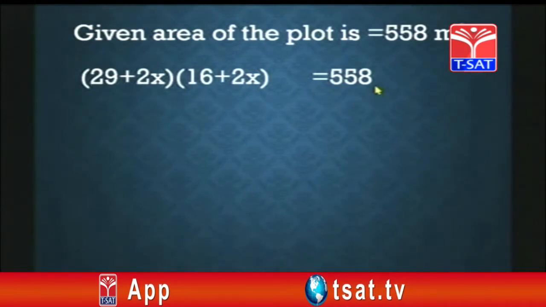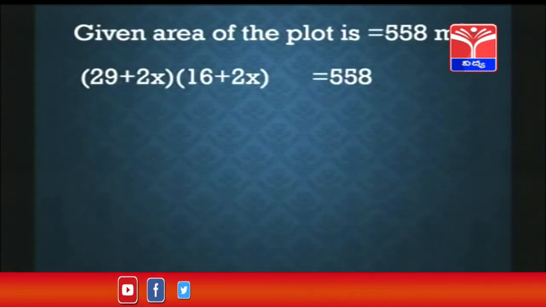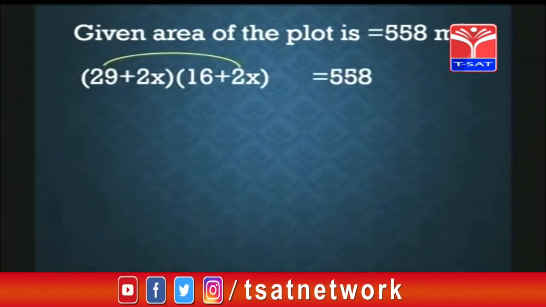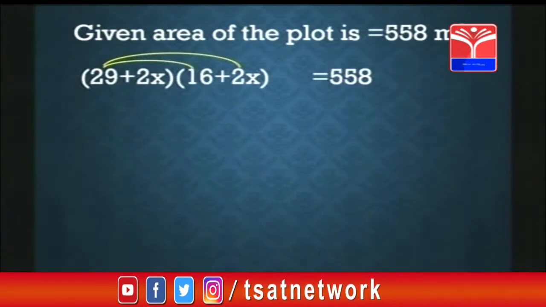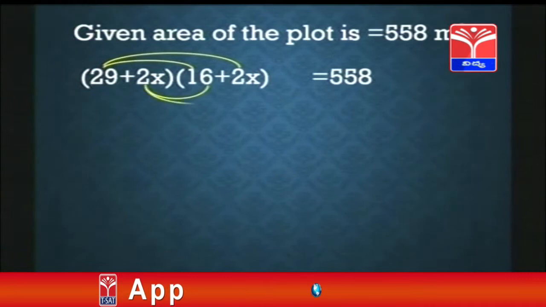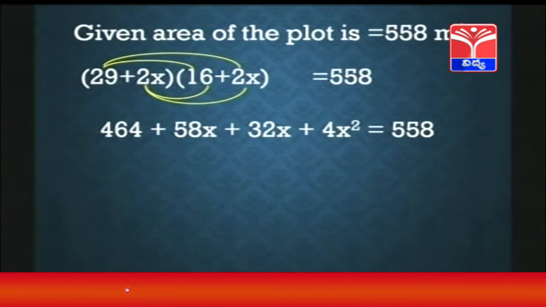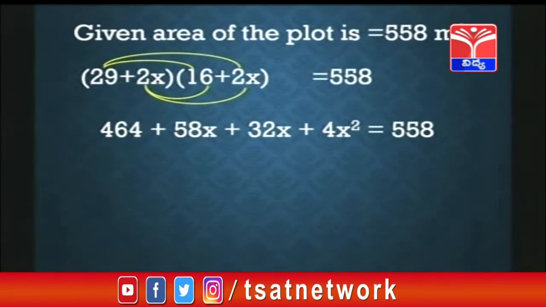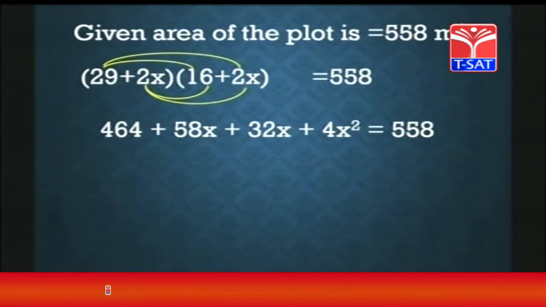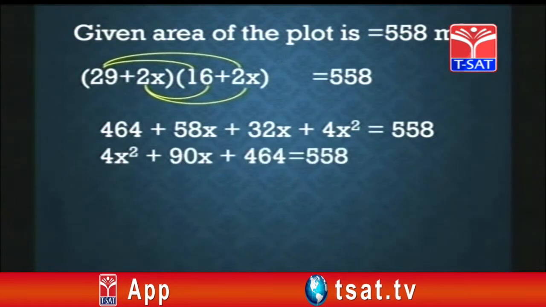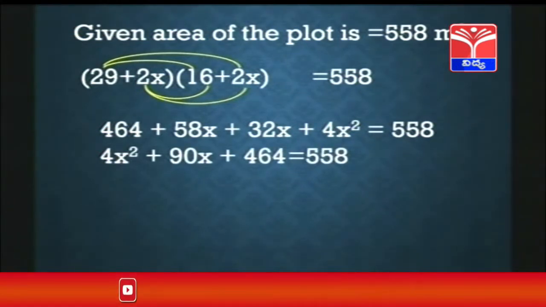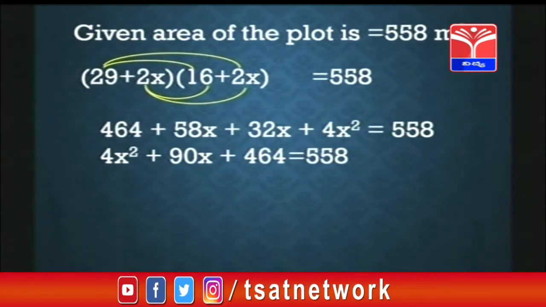Now, let's open up the brackets by multiplying the respective terms. 29 multiplied by 2x, 29 with 16, then 2x with 16 and 2x with 2x. Now what is the product we get? 29 into 16 gives me 464, 29 into 2x gives me 58x, 2x into 16 gives me 32x and 2x into 2x gives me 4x square, and this should be equal to 558. Now let's rearrange the equation in descending powers of x. So we get the equation as 4x square plus 90x plus 464 is equal to 558.